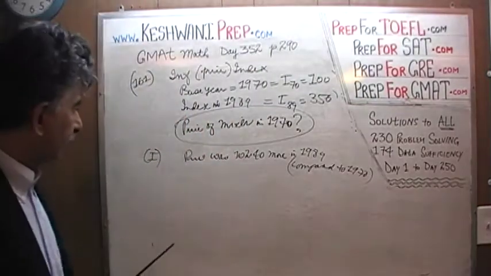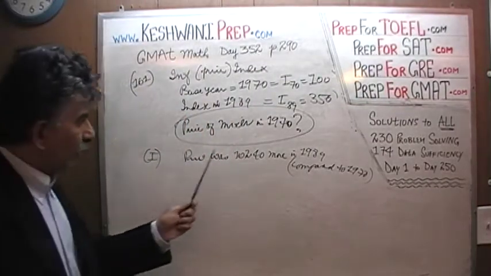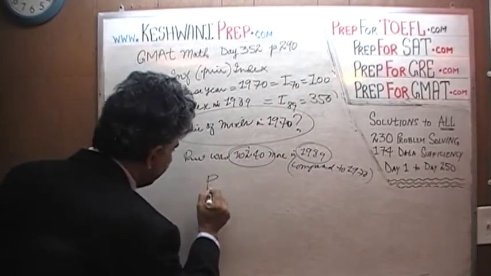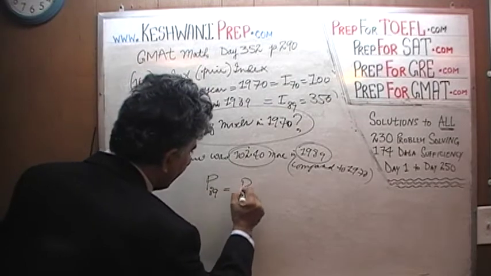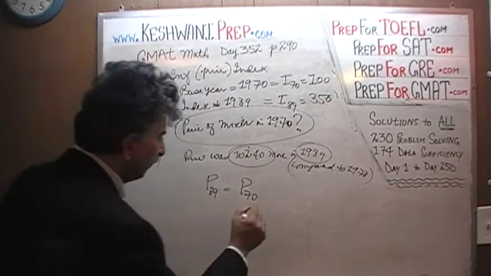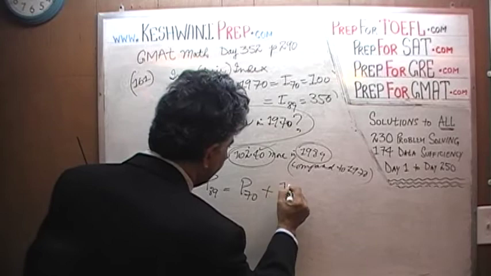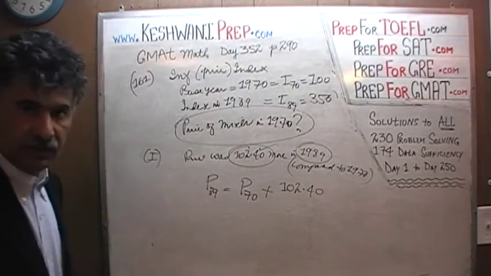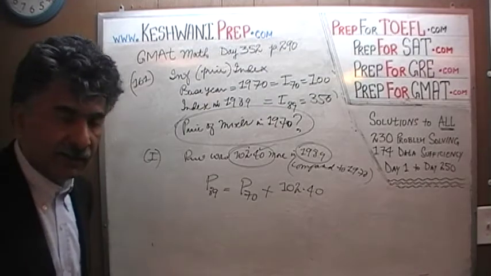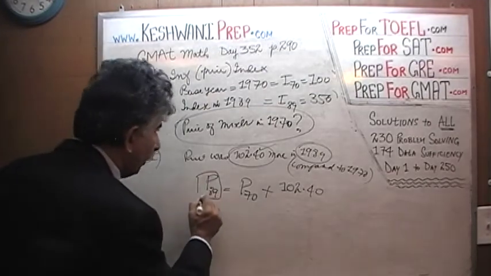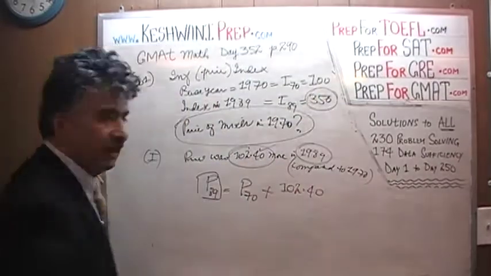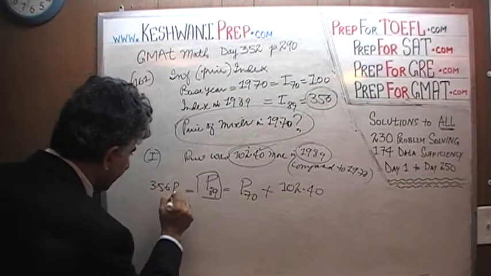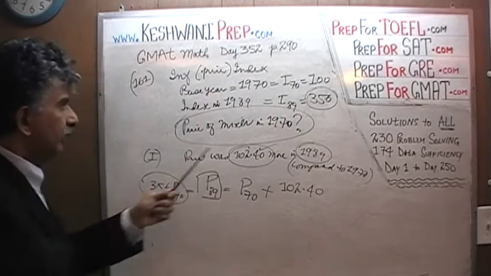Let's find out, shall we? The price was $102.40 more in 1989. So the price in 1989 was whatever the price that prevailed in 1970 plus $102.40 more. That's what this tells us. But we know what the price in 1989 was. The price in 1989 of this mixture was 3.56 times the price that prevailed in 1970. We know that, it's right there.